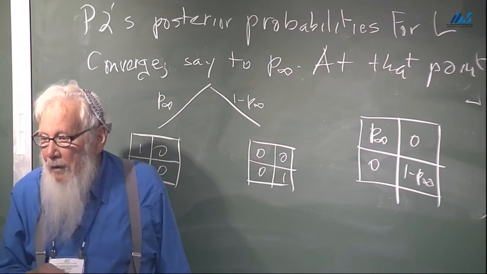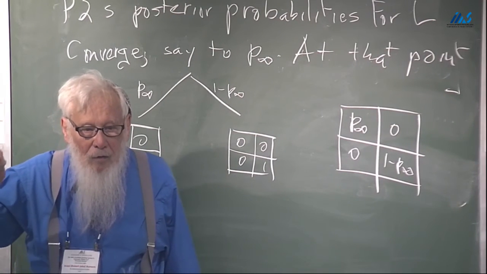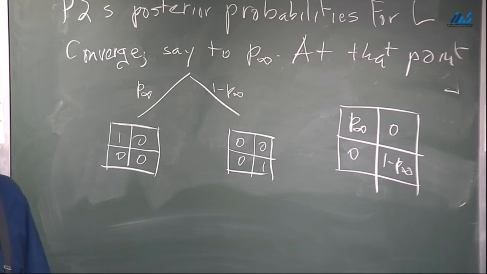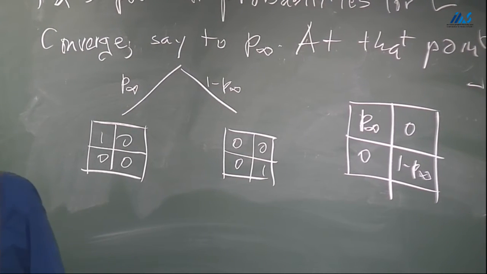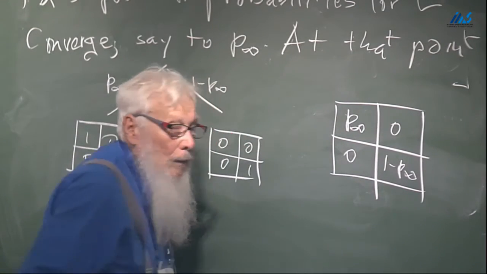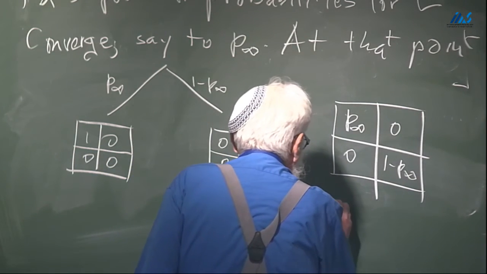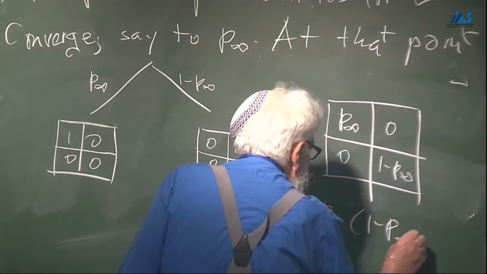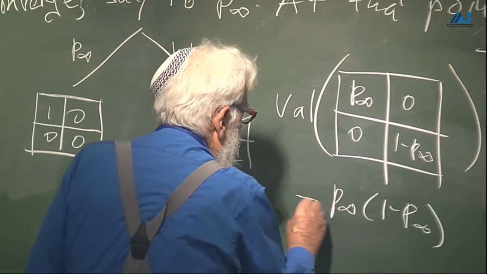That's the game which you're facing once you are getting close to the limit of the probabilities, and the fact that you're close to that limit is assured by the probability convergence theorem. And what is the value of this game? The value of this game is P infinity times 1 minus P infinity. That's the value of this game.